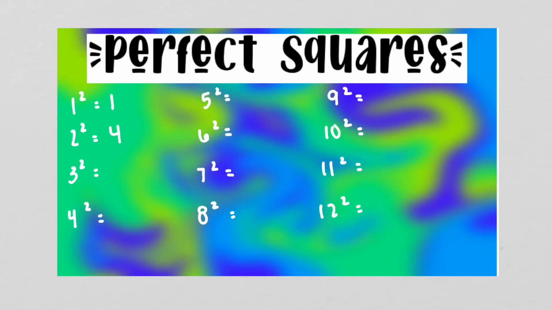If I was to take the square root of 4, it would be 2, because 2 times 2 is 4. So I'm just going to go through, fill this out. If you don't have this already or don't have this memorized, please make sure you do. It's going to make your life a whole lot easier.